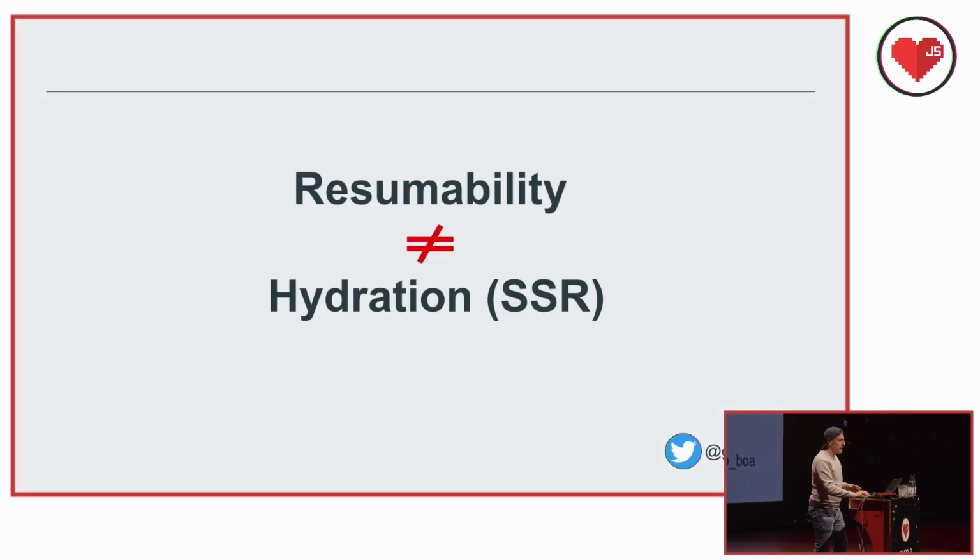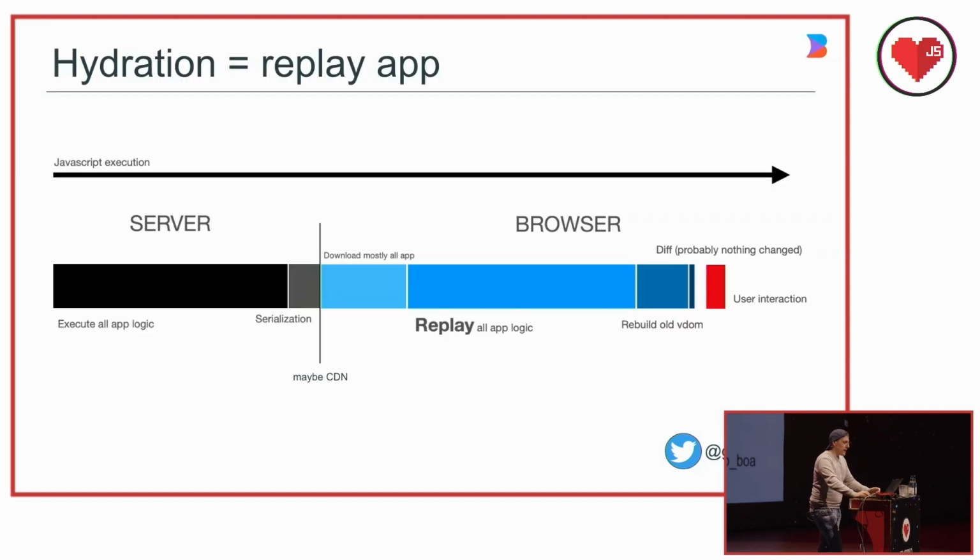So resumability is different from hydration. Hydration is what we have with Next, and Remix, SvelteKit, and whatever. So in hydration, we execute all the logic, we serialize, and then we ship to the browser. Then we download mostly the whole app. Then we replay the same logic in the browser.